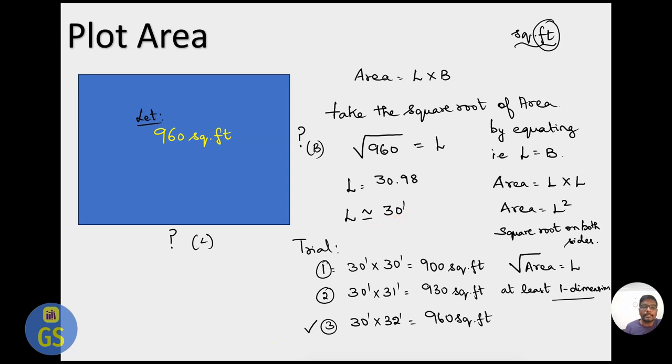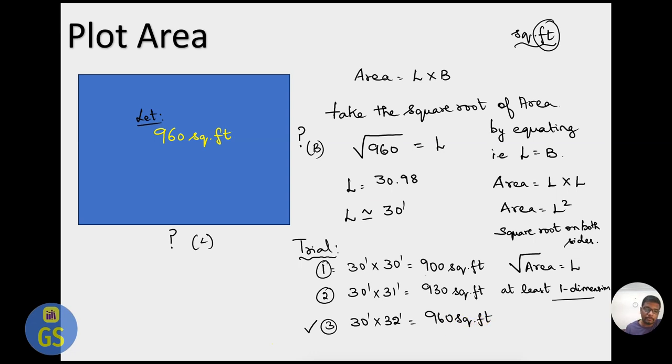Now the trial starts. How do you calculate the suitable size? Here is a trial I have worked out. Taking 30 feet multiplied by again 30 feet, your area is around 900 square feet, which is less. We have 960, but we are getting 900 square feet. Now trial 2: we try 30 by 31 feet, so we get 930 square feet. Next, third trial, I'm doing 30 by 32, so we get 960 square feet.